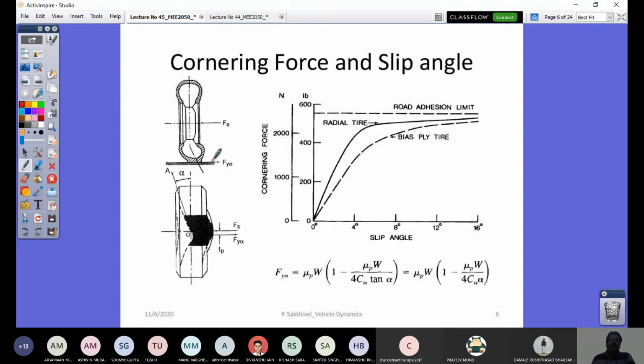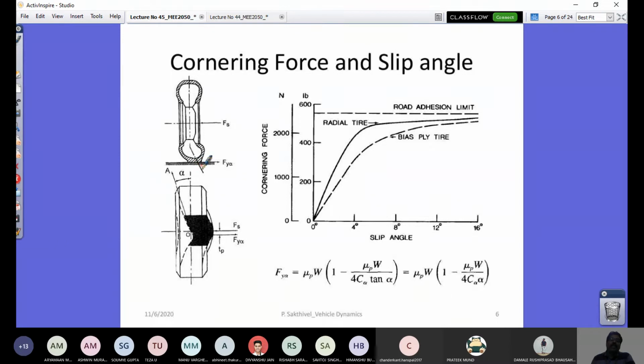So what do you mean by that? The elastic deformation is the fundamental reason for your force generation, and that elastic deformation, adhesion and sliding phenomena in the contact patch are also very important. So the sliding is happening as it reaches its peak value, as it reaches or goes beyond the critical, beyond the maximum, beyond this 16 degree slip angle in this case.